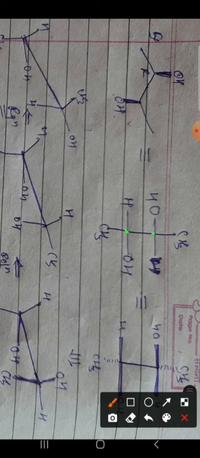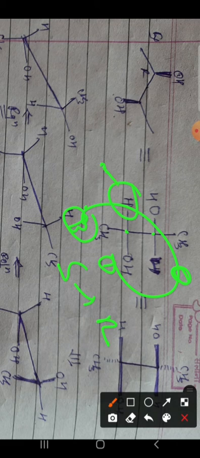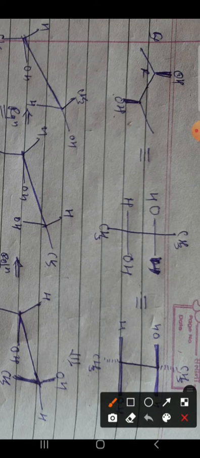And now this carbon similarly 1, 2 and 3. S will change to R because the fourth priority is at the horizontal position. That's why we will do it like this. This is our Fischer projection of this molecule.